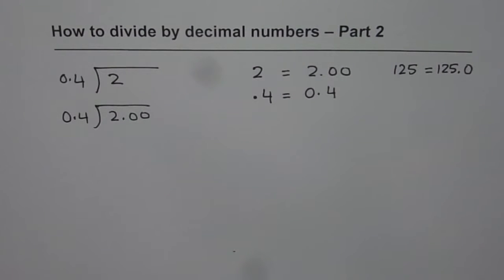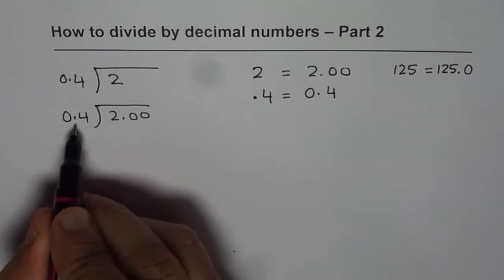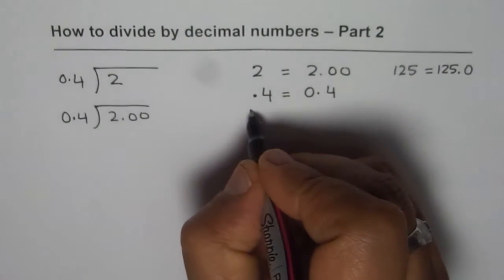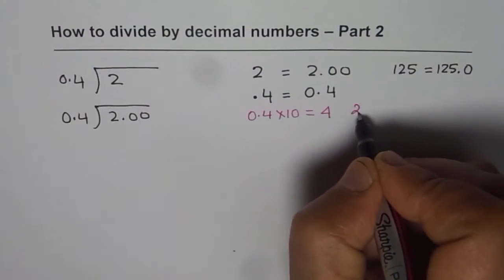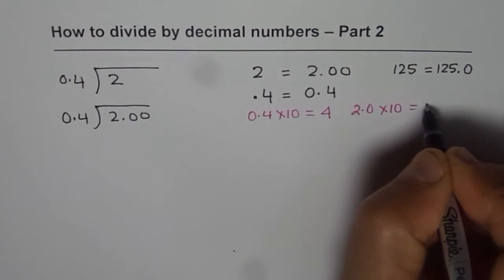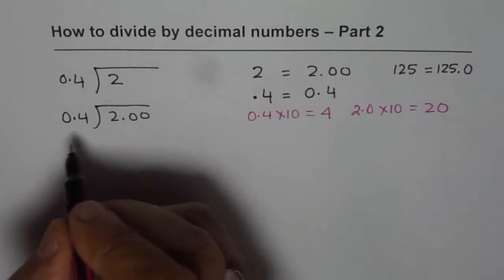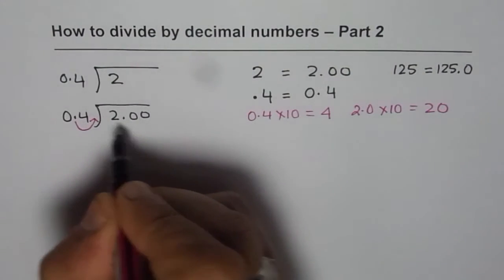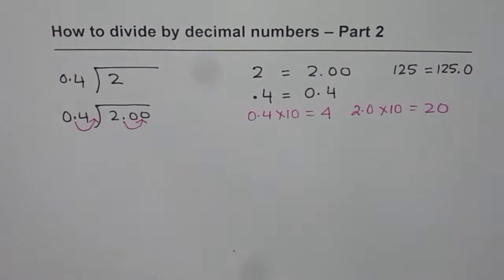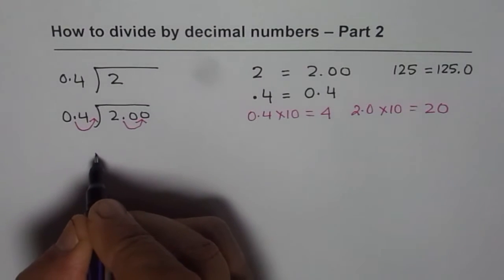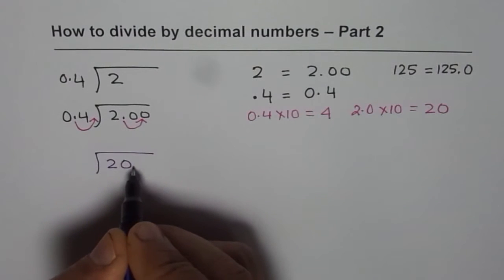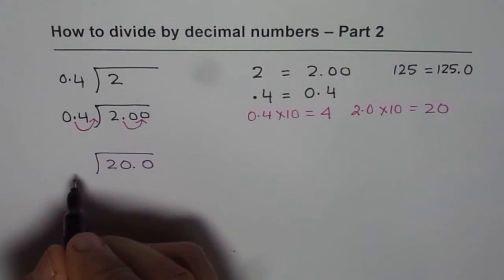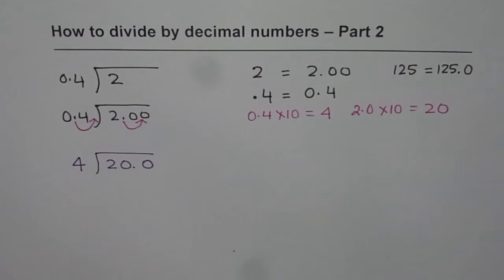And now what are we going to do? We are going to multiply both by 10. So what we'll do is 0.4 times 10 and we get 4, correct? And 2.0 times 10, we get 20, right? It is as good as saying that you move the decimal one place to the right for both of them, correct? So if you do that, then what do you get? You get the division statement as you have to divide. Moving the decimal one place to the right gives you 20.0. Do you see that? And the divisor is 4.